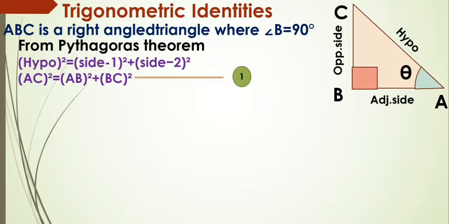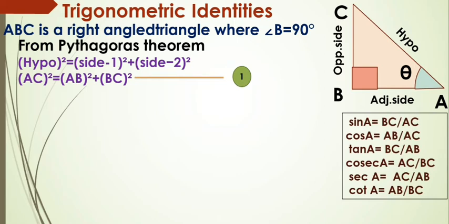Okay. Now we know that based on this triangle ABC, we name the three sides based on the angle A, theta. Based on angle A, we can derive the 6 trigonometric ratios. Just see here. Sin A is nothing but opposite by hypotenuse. So here opposite is BC, so BC by AC. And cos A is equal to adjacent by hypotenuse. That means AB by AC.